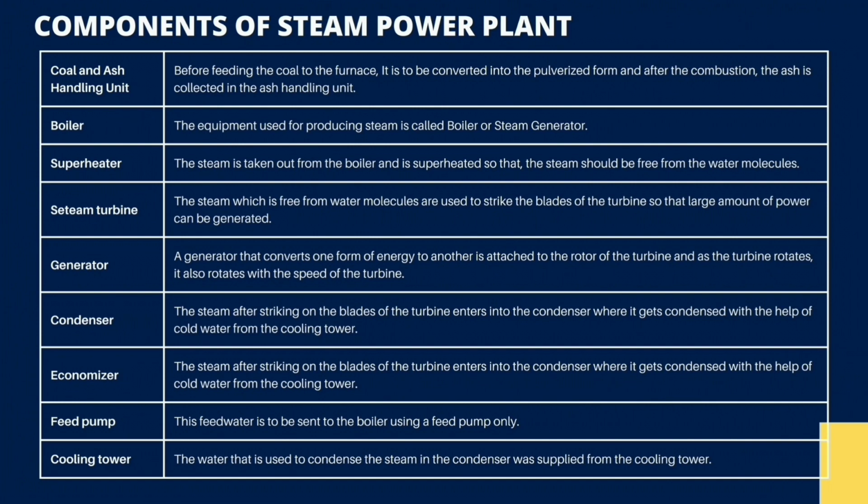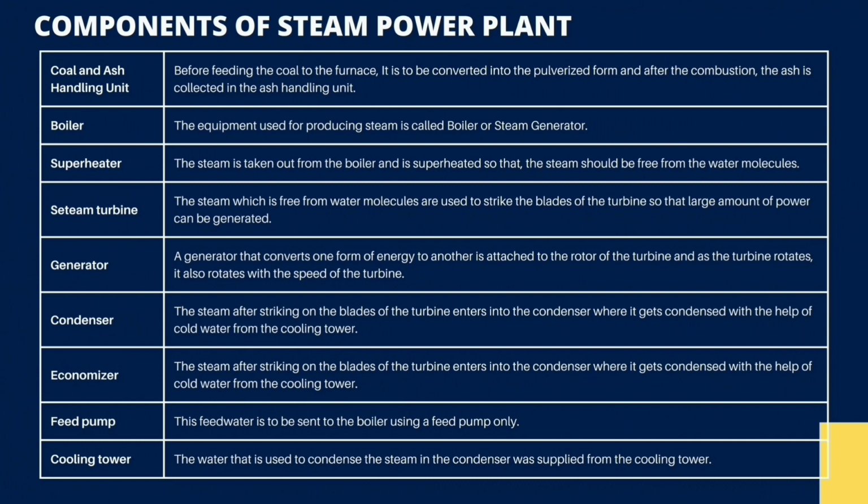Steam turbine. The steam which is free from water molecules is used to strike the blades of the turbine so that a large amount of power can be generated. Generator. A generator that converts one form of energy to another is attached to the rotor of the turbine, and as the turbine rotates, it also rotates with the speed of the turbine. Condenser. The steam after striking the blades of the turbine enters the condenser, where it gets condensed with the help of cool water from the cooling tower.